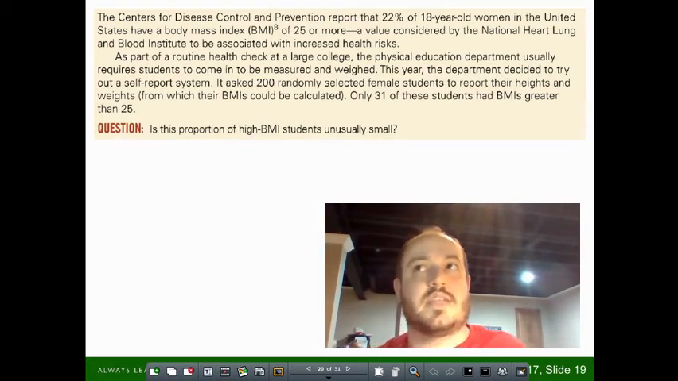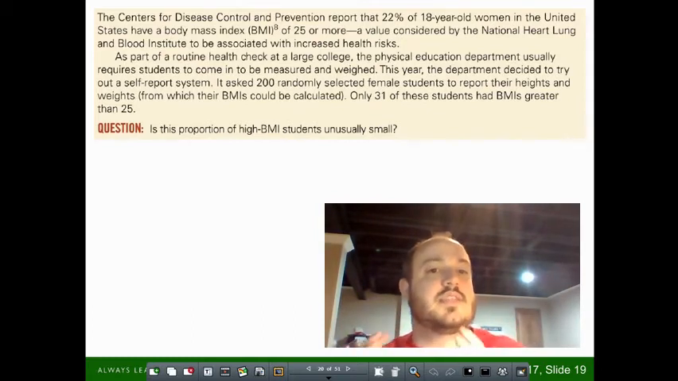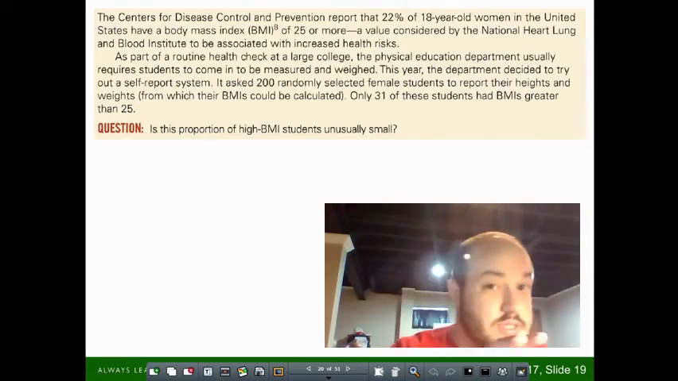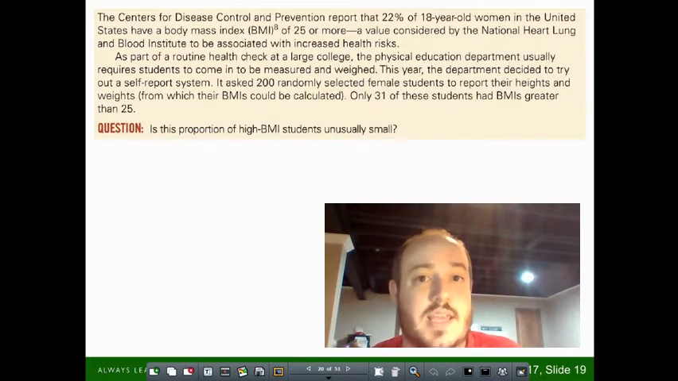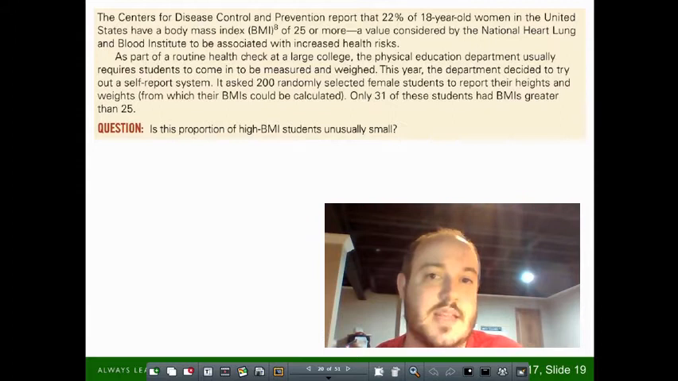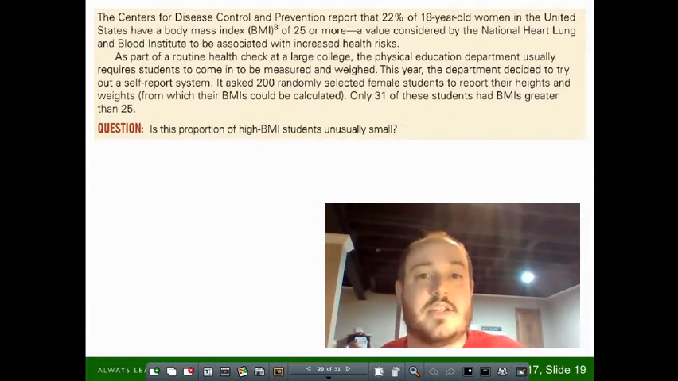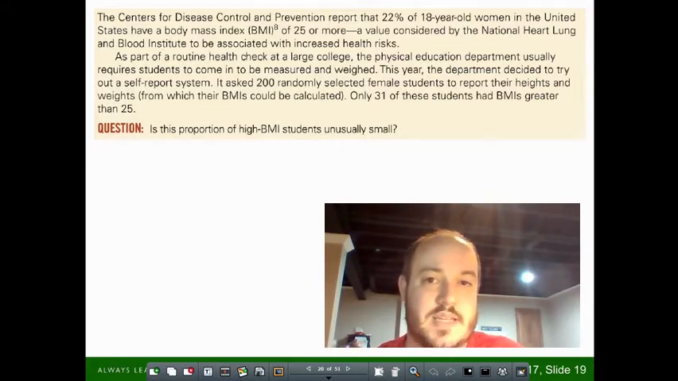So what they're doing is they're taking a sample and they're going to use that sample to see if it is a reasonable way to find a sample. In other words, if it's really close to that 22%, we're going to say it looks like self-reporting is just as good as making them come in themselves and be measured and weighed. If it's really far away from that 22%, then we're going to say it could be possible that it's not good to do self-reporting because they lie or they don't say accurate numbers.